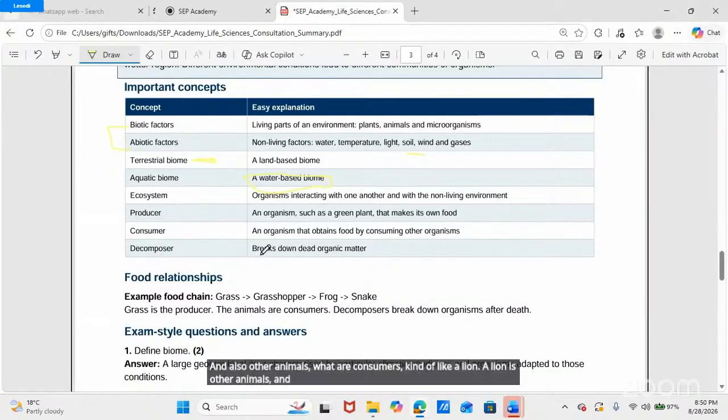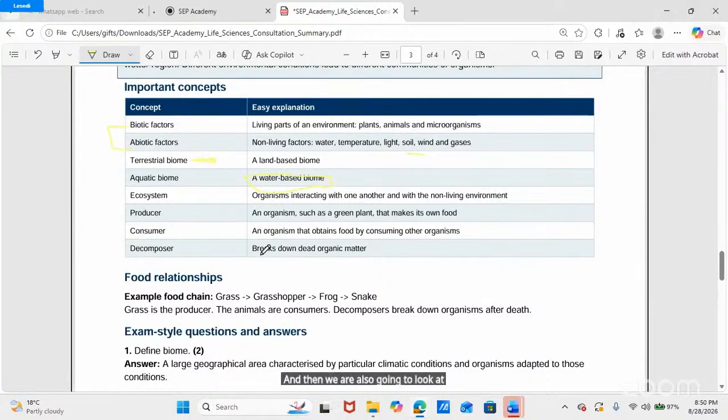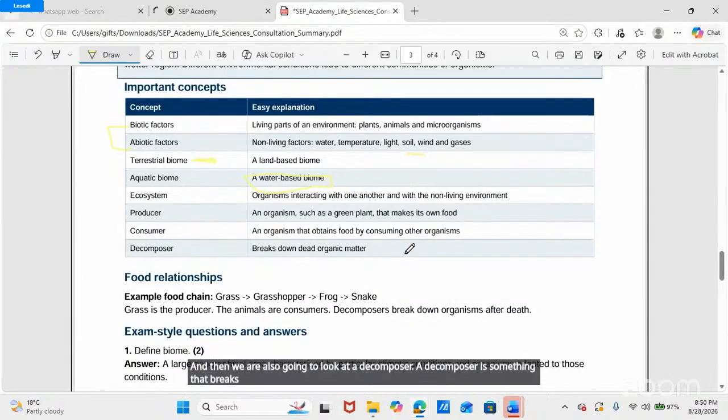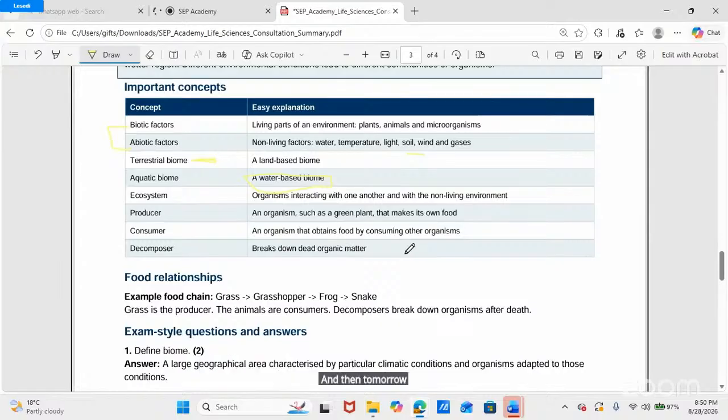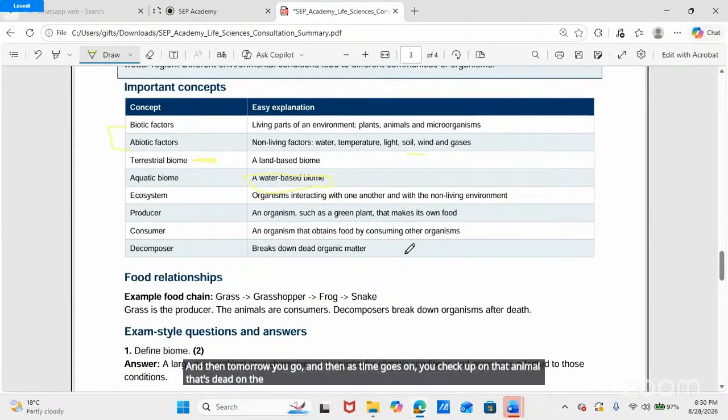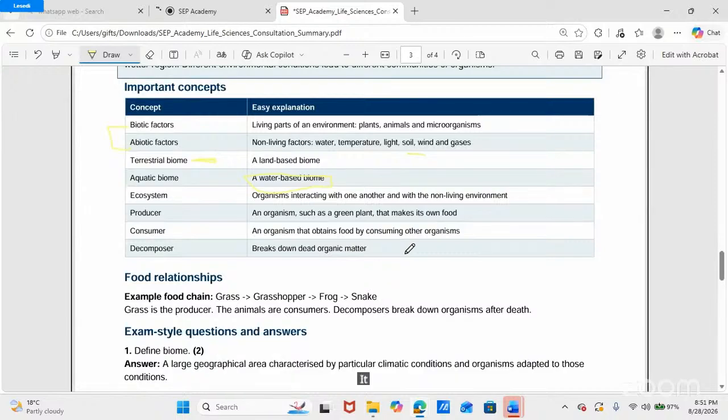And then we are also going to look at a decomposer. A decomposer is something that breaks down dead organic matter. So if you were to see a dead animal on the road today, and then tomorrow you check up on that animal as time goes on, normally it smells horrible, and it will disappear as time goes on. It's not necessarily disappearing, but it's being decomposed, right?